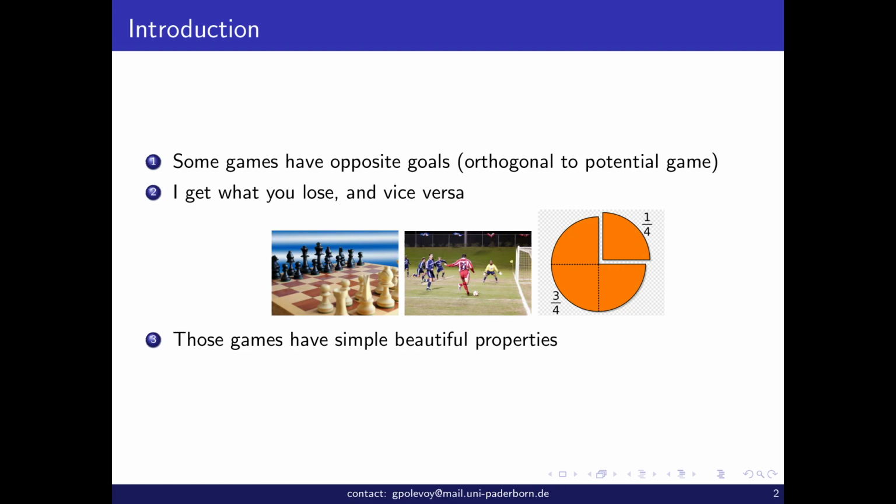When we talk about constant sum games, we talk about games where we have two players with opposite goals. It's orthogonal to potential games in the sense that in the potential games there is a common measure. The potential is a common measure. Well, here we have opposite goals, and they're also called sometimes strictly competitive.